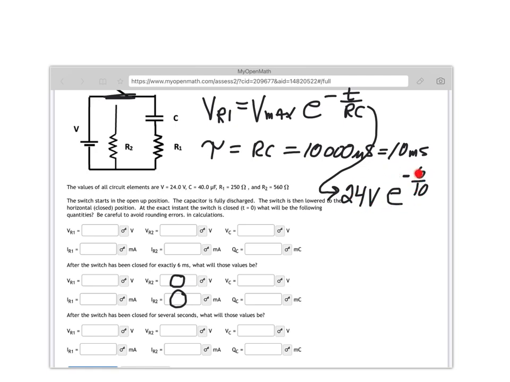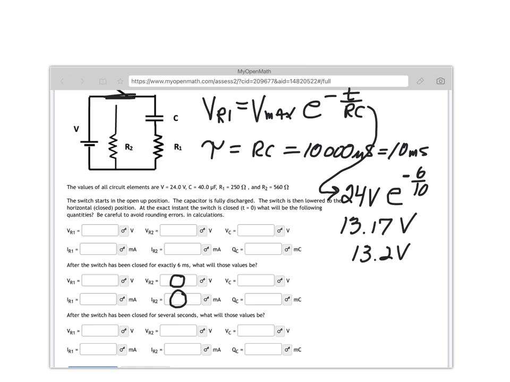And since I know when it's e to the minus 1, this is what you want to try to remember. E to the minus 1 is 63% charged, so this is less than one time constant. So I guess that it would be about 50% charged, and when I do the calculation, I get a value of 13.17 volts, or 13.2 volts to 3 significant figures.